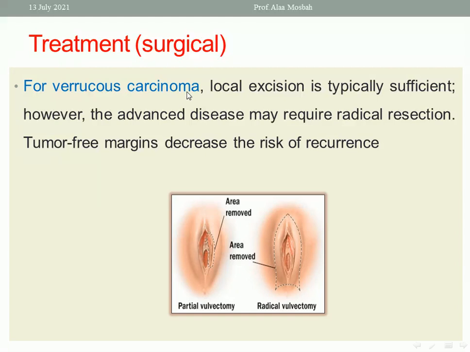For verrucous carcinoma, local excision is typically sufficient. However, advanced disease may require radical resection. Tumor-free margin decreases the risk of recurrence. While in verrucous carcinoma we say local excision is typically sufficient, we may not need any groin dissection or lymph node dissection because it is rare to have lymphatic spread with verrucous carcinoma, even with larger sized tumors, okay?